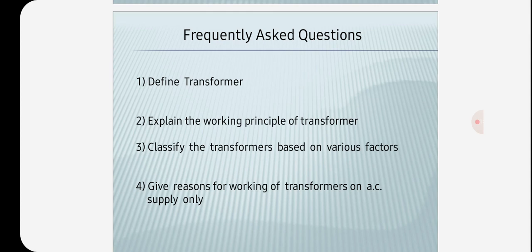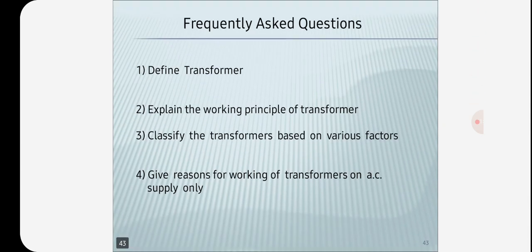So these are a few frequently asked questions. Define transformer. This is a very important question. Explain the working principle of transformer. Classify the transformers based on various factors. Give reasons for the working of transformers on AC supply only. These are a few recently asked questions.